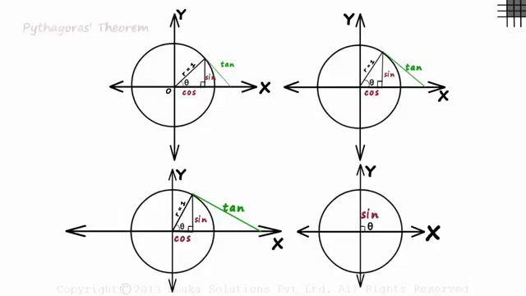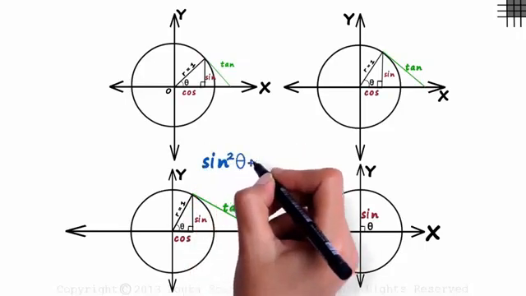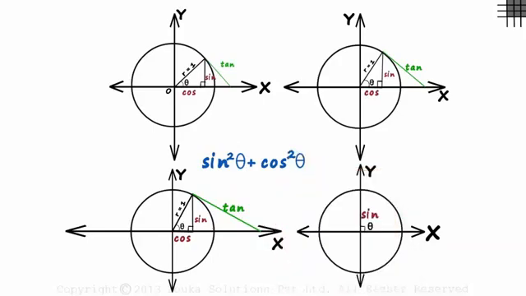So according to the Pythagoras theorem, the hypotenuse squared will equal the sum of the squares of the other 2 sides. The hypotenuse squared in every case is 1 squared, which is 1. And the other 2 sides in every triangle are sine theta and cos theta. Hence we can say that sine theta squared plus cos theta squared will equal 1 squared, which is 1. It is written as sine squared theta plus cos squared theta equals 1.